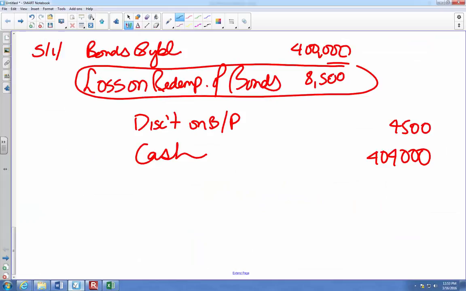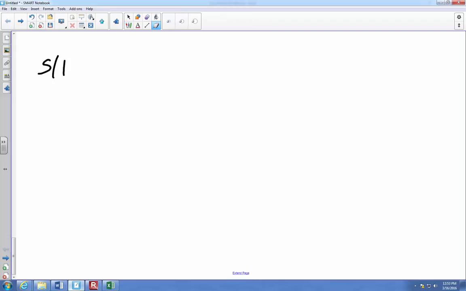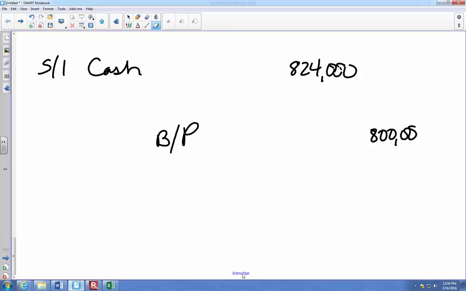So how much cash did I get? 800,000 times 103%. I got 824. What amount goes in the bonds payable account always? Face value. So this time I have a plug to what? Premium on bonds payable.